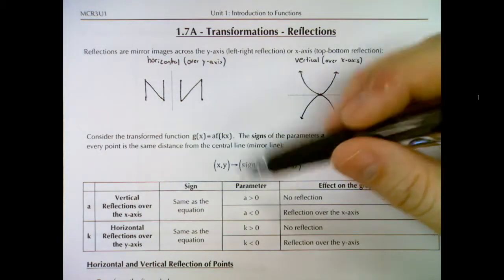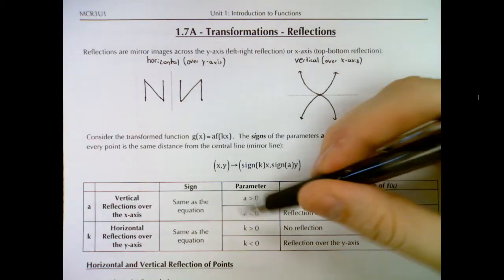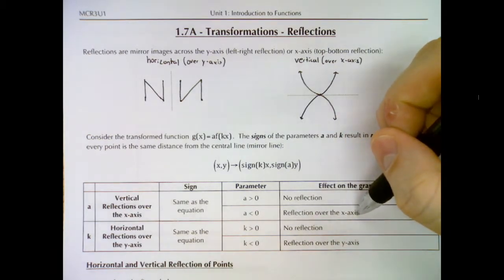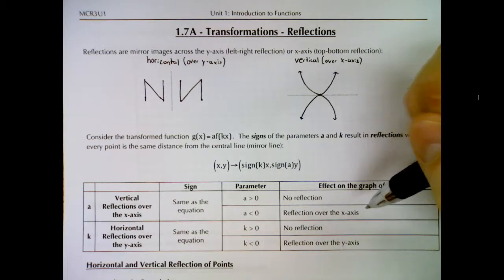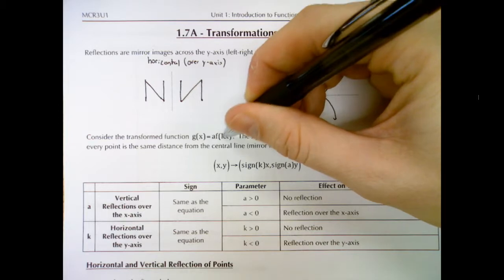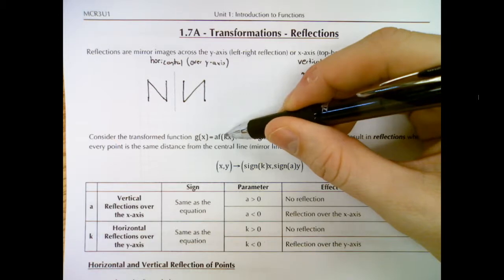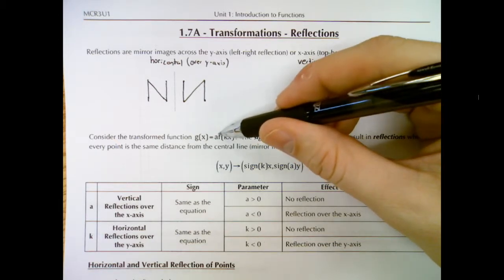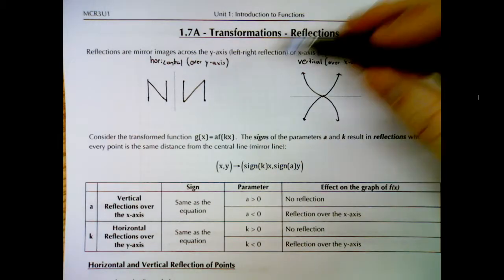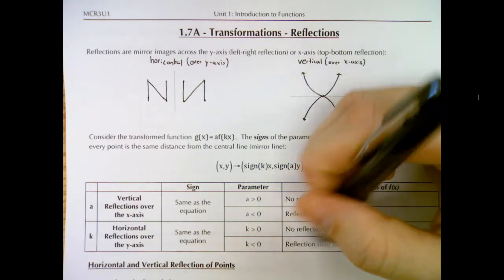So here we go. If a, the number in front of the function that's multiplying, is greater than 0, no reflection. If it's less than 0, if it's negative, you're reflecting over the x-axis. To get a horizontal reflection, horizontal would be x's, you're acting directly on x. So if there's a multiplier on x that's negative, you're going to have a reflection. The letters we use are a and k. a multiplies the function, that tells us vertical reflection. k multiplies the x, that tells us horizontal. If k is positive, there's no reflection. If k is negative, we're reflecting over the y-axis.